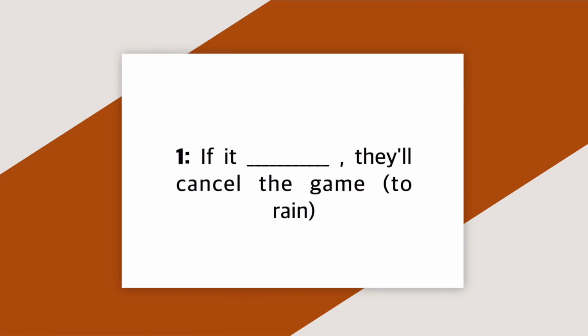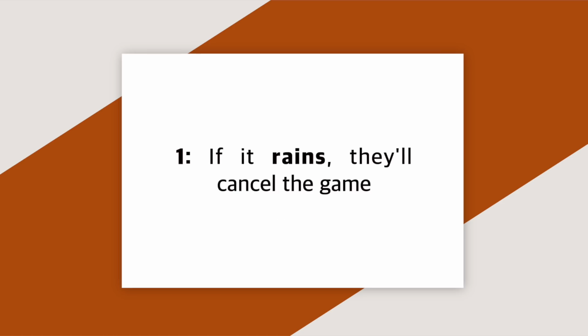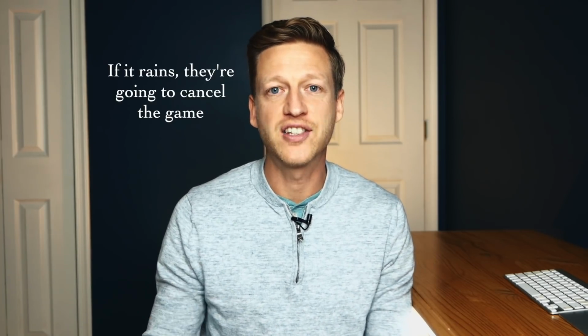If it something, they'll cancel the game. Use the verb to rain. If it rains, they'll cancel the game. This is the first conditional. And the if clause uses the present simple. Then the result clause can either use will or going to. So you can say, if it rains, they're going to cancel the game. We use this to talk about how one thing can affect something real in the future.